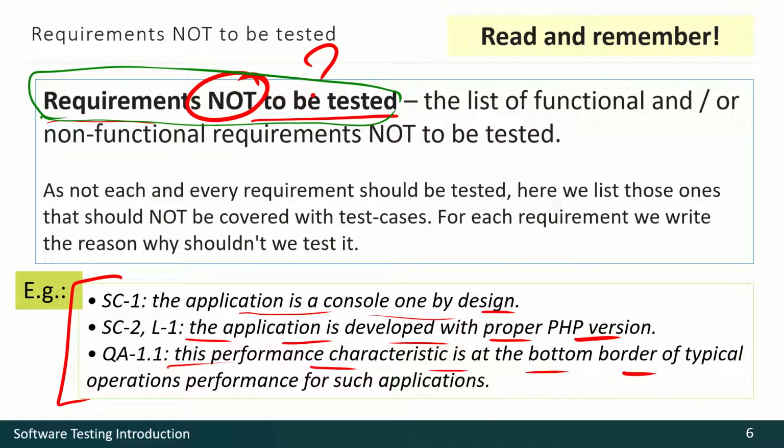Because really not each requirement should be tested. There may be something that does not require testing or does not require even implementation. So there is always something that we shall not test. And this section contains that list.